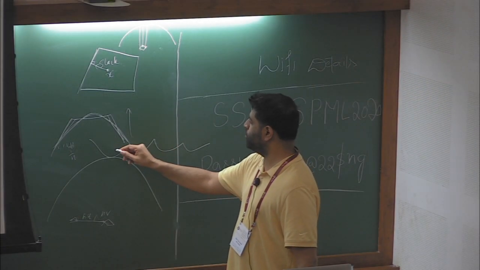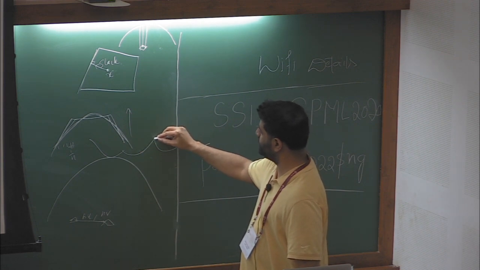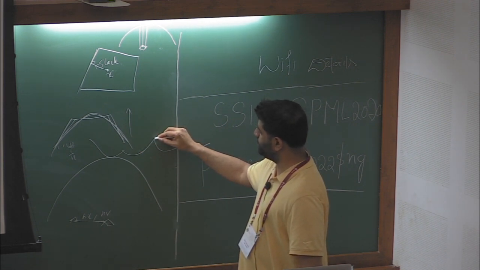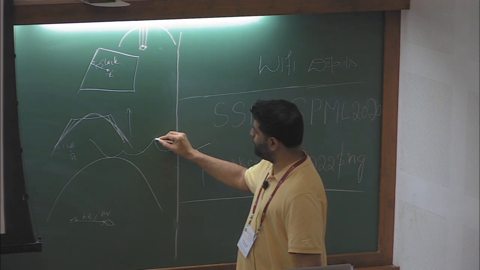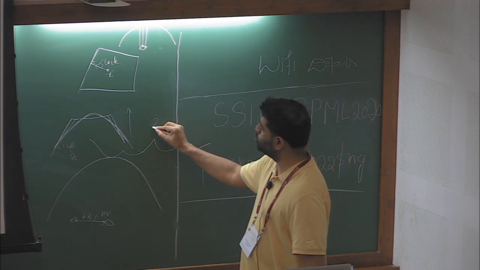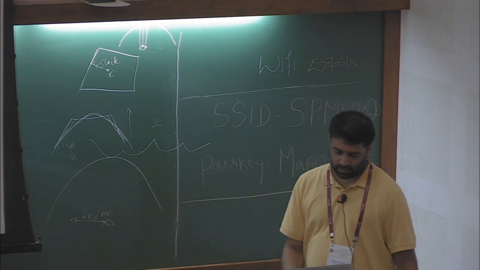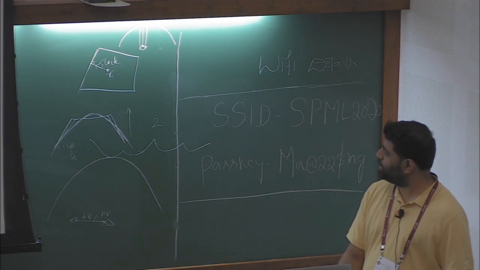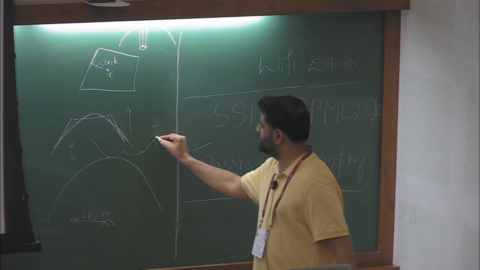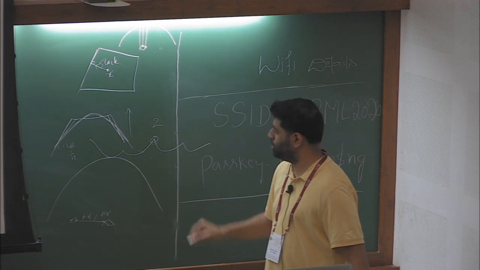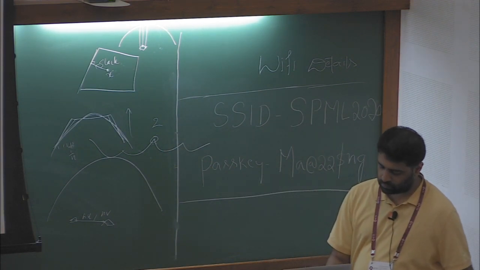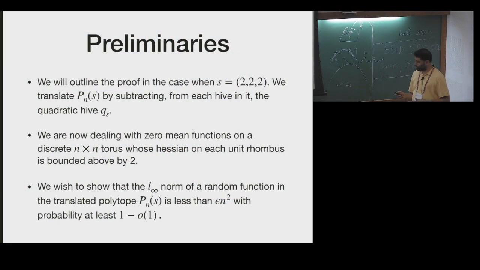So now we're talking about some function that looks like this, with an upper bound on the Hessian of 2 and no lower bound on the Hessian. So the Hessian can be as small as possible. At this point, for example, the Hessian is very small. We wish to show that the L infinity norm of a random function in this translated polytope is less than epsilon n squared with probability at least 1 minus little o(1).